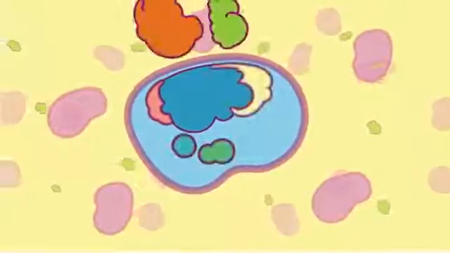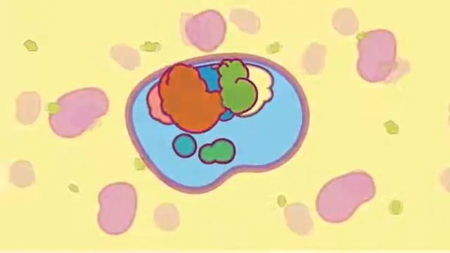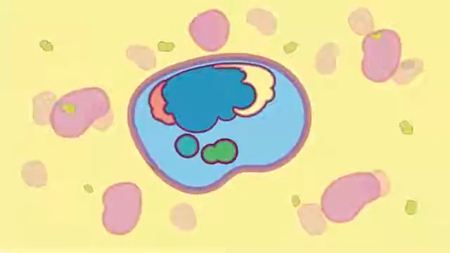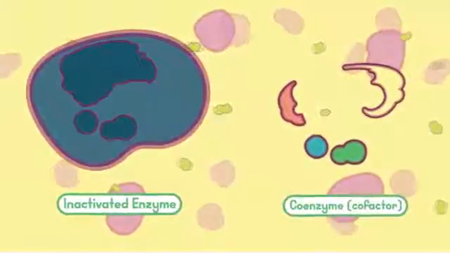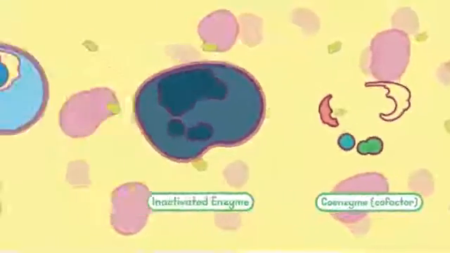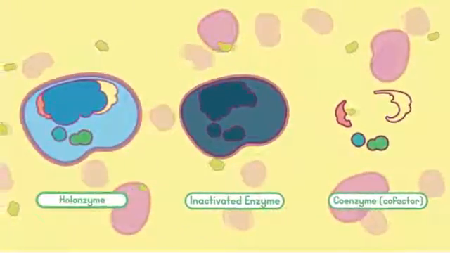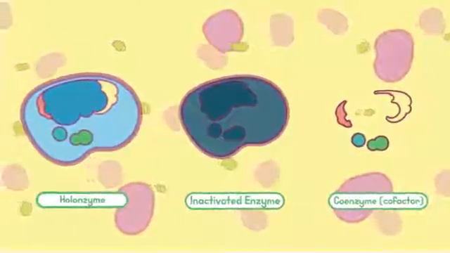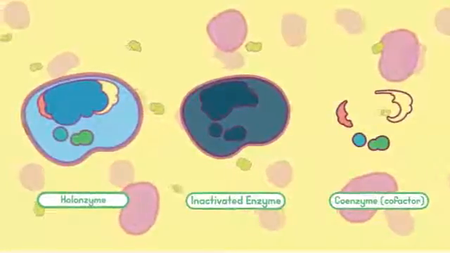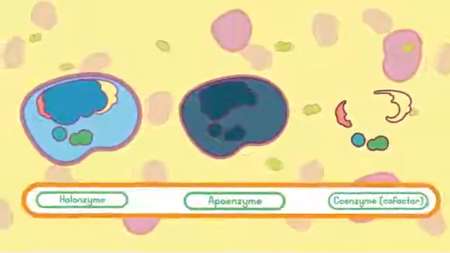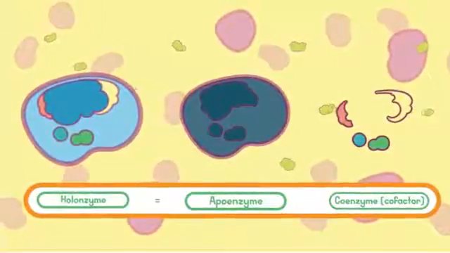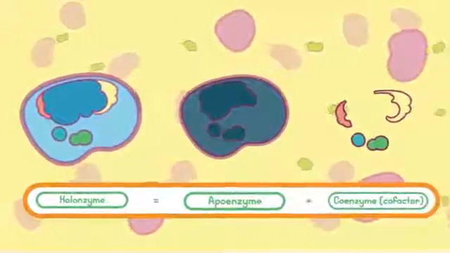Many enzymes only perform their catalytic role when associated with a coenzyme. An inactivated enzyme, protein, along with its coenzyme, non-protein, makes up a system called holoenzyme. To add to the complexity, scientists termed this inactivated enzyme apoenzyme. And therefore, the equation becomes holoenzyme equals apoenzyme plus coenzyme.